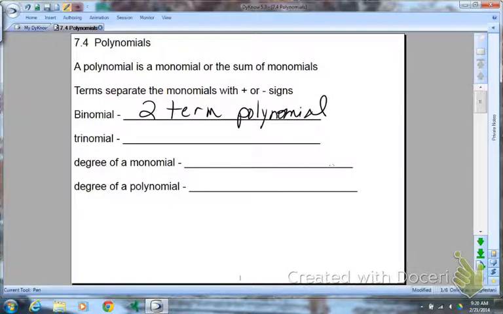And a trinomial is a three-term polynomial. Now let me give you an example of a binomial. It would be x plus 6. That's an example of a binomial, two terms. A trinomial is a three-term polynomial. An example of that would be x squared plus x plus 6.